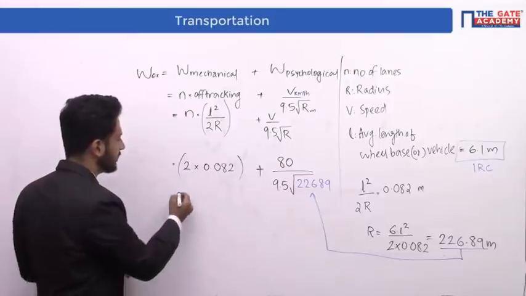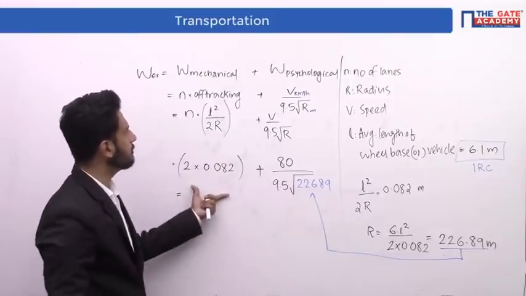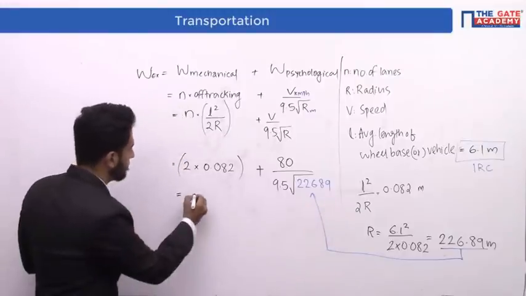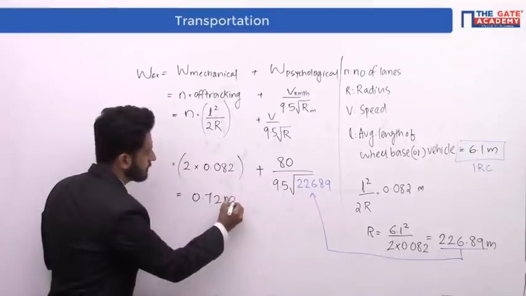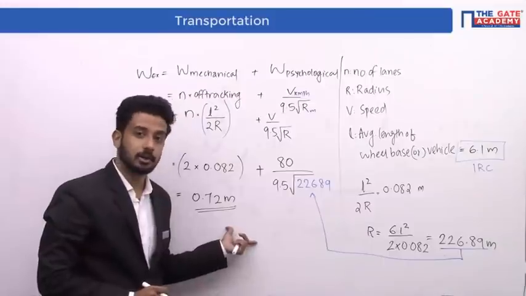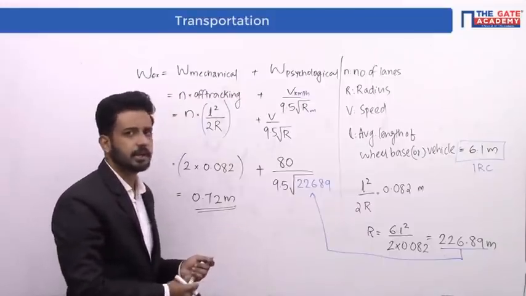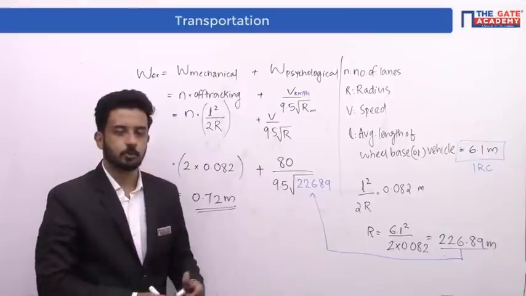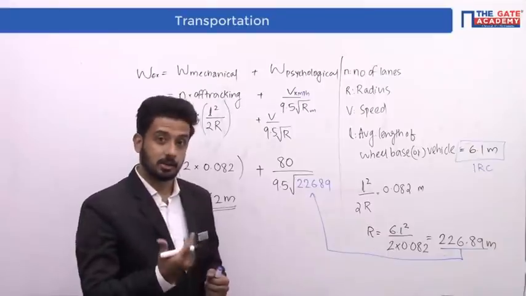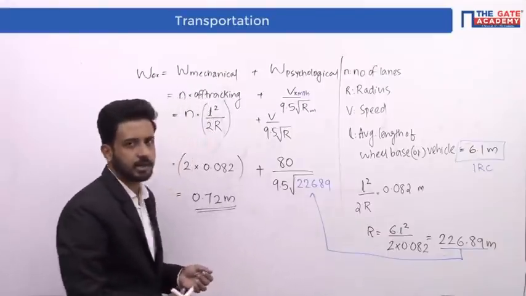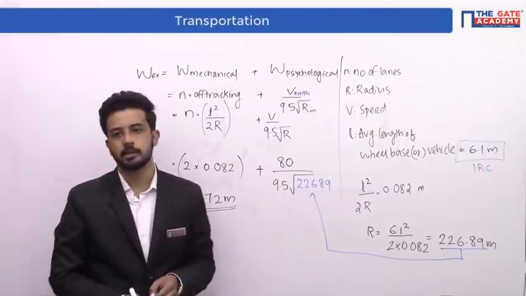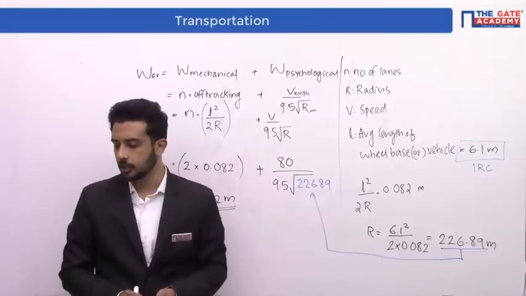Okay, so direct substitution. So this is the mechanical widening. This is psychological widening. So you will get 0.72 meter. Okay, so this is the total widening required. Sometimes they can ask you separately also. What is the mechanical widening required? What is the widening required due to psychological reasons? So like that also they can ask. So total value is 0.72 meter. That much widening we required.